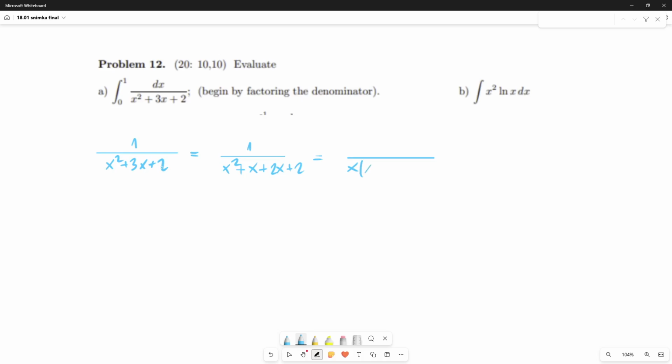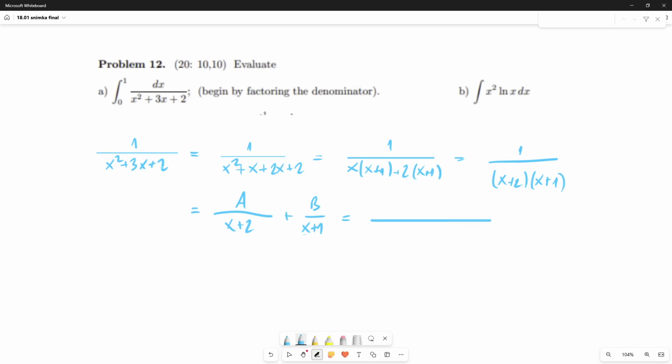We extract x, we extract 2, and we obtain 1 over (x plus 2) times (x plus 1). So we will decompose it into partial fractions: A over (x plus 2) plus B over (x plus 1). Now let's put it back under the common denominator.